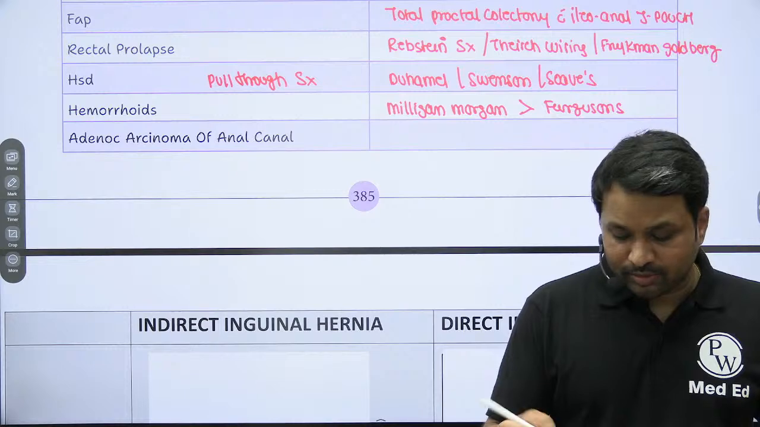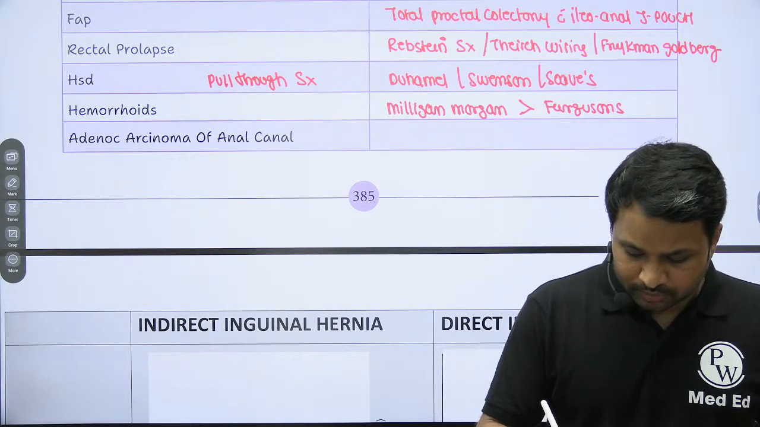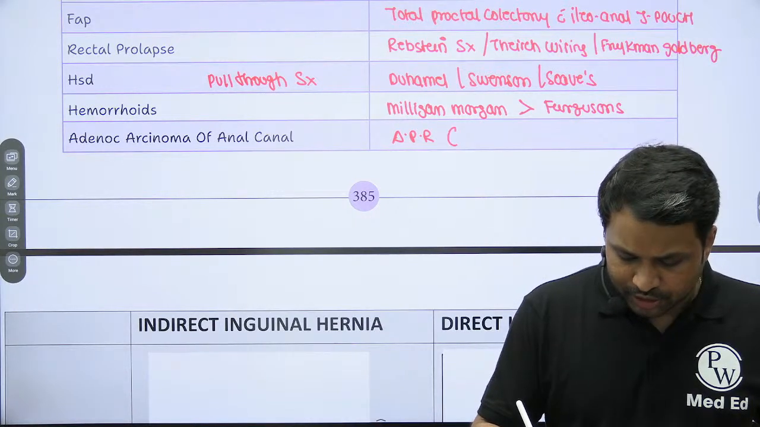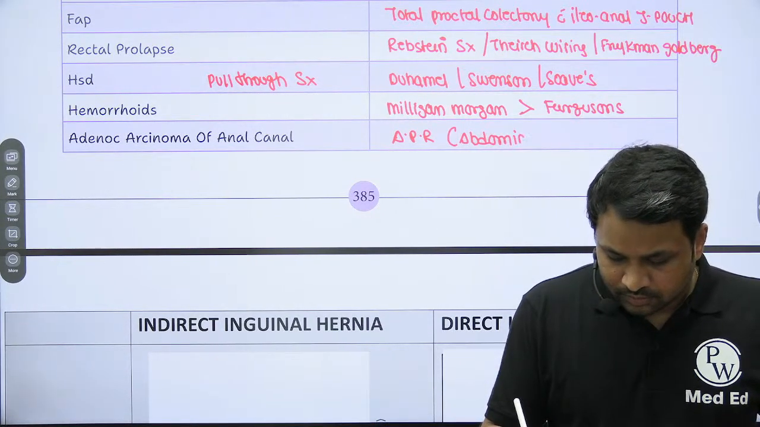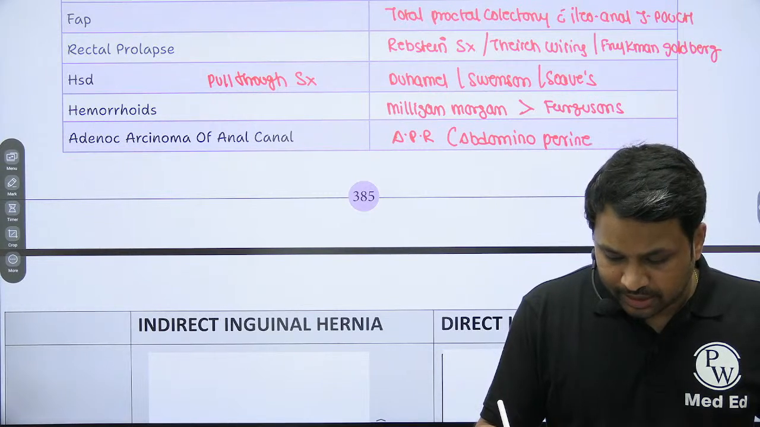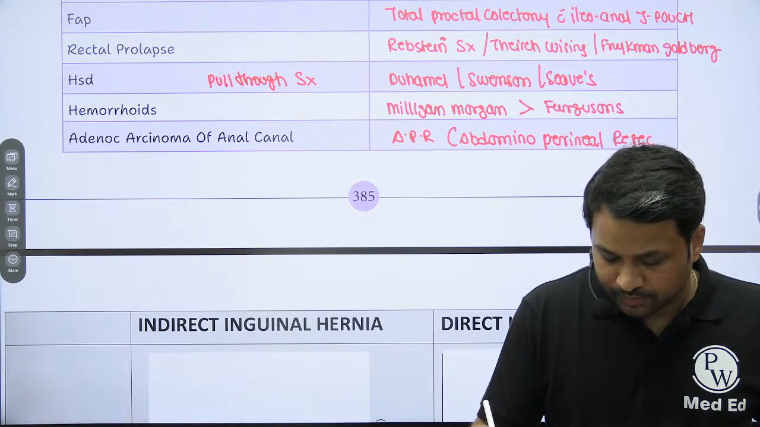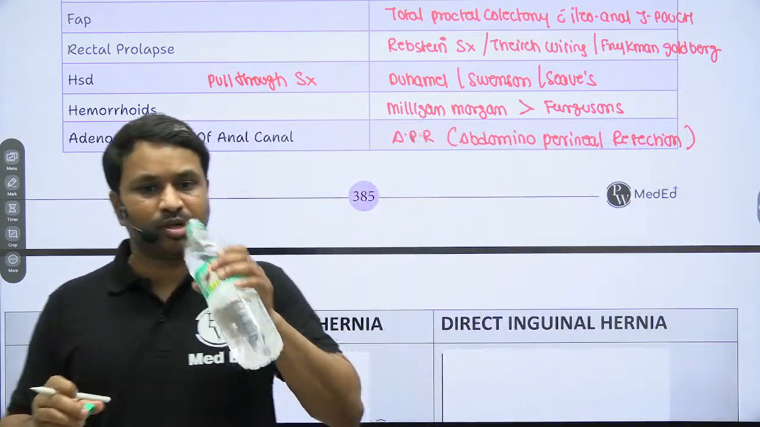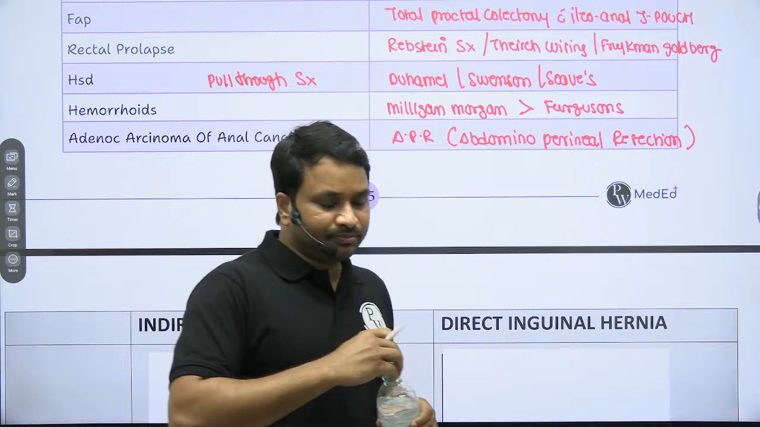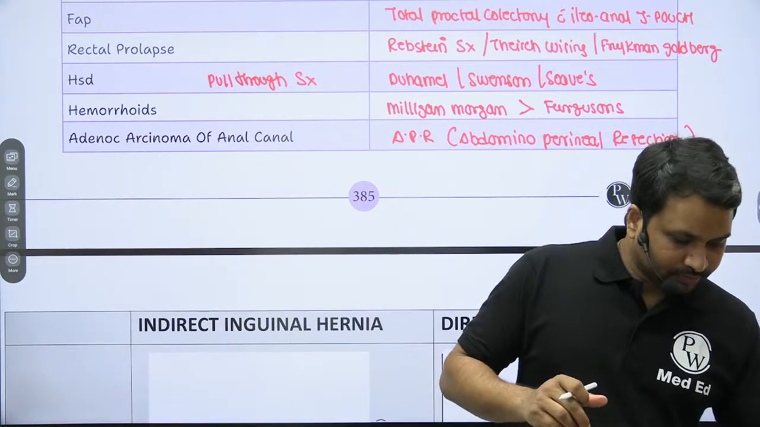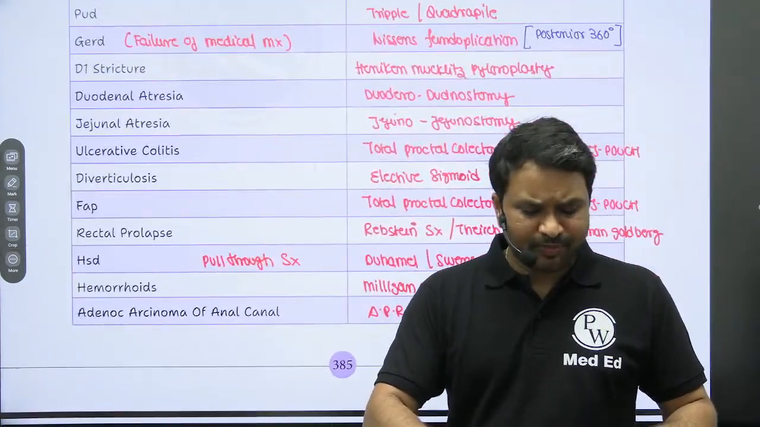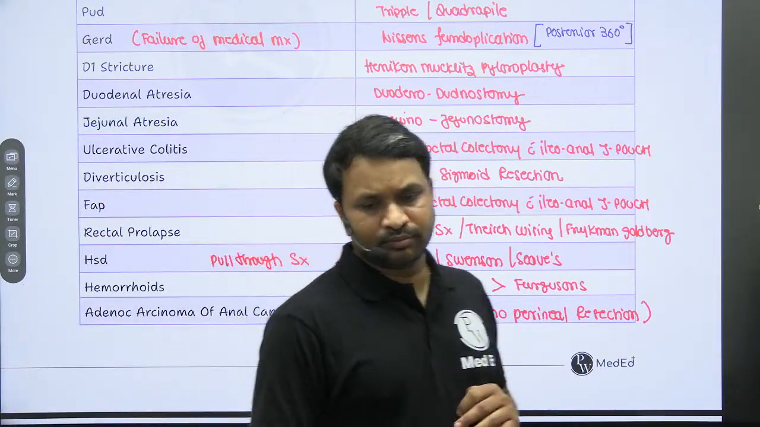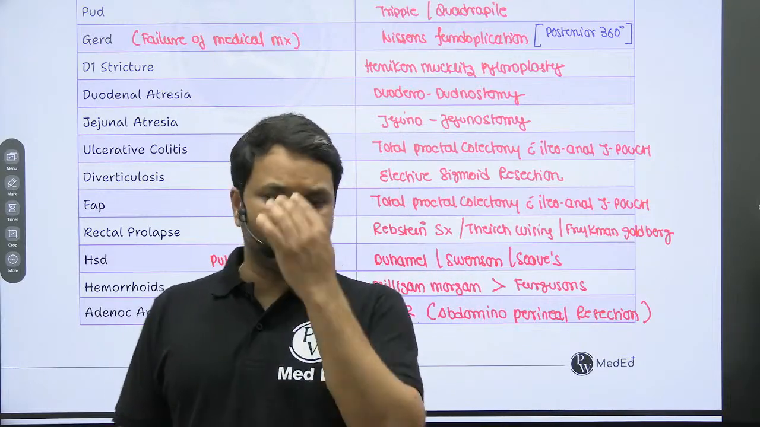Adenocarcinoma of the anal canal, it is going to be the same: APR, your abdominoperineal resection. Lord's procedure is the forefinger anal dilatation. So for your anal fissures, you do Lord's procedure. Lord's is for anal fissure.